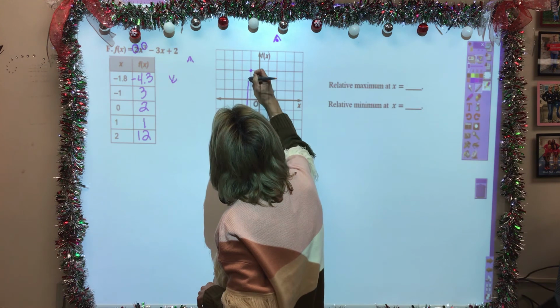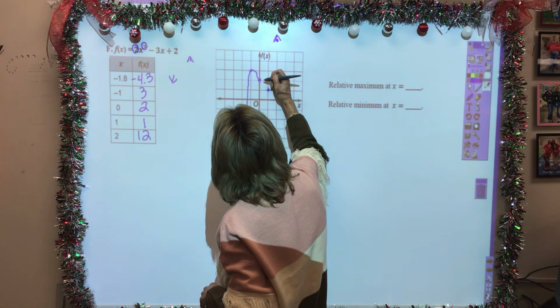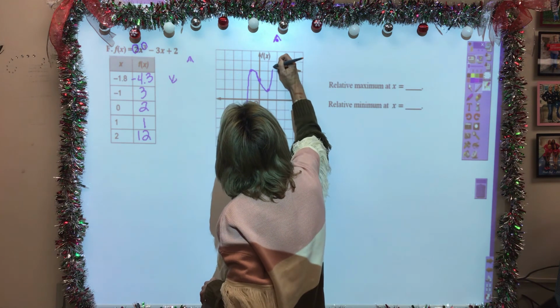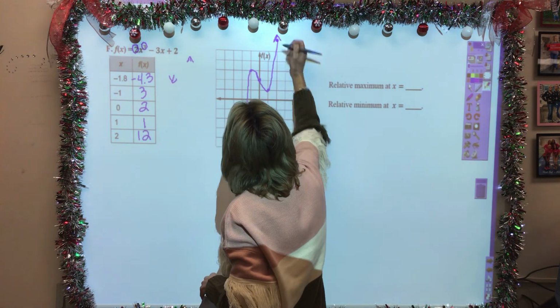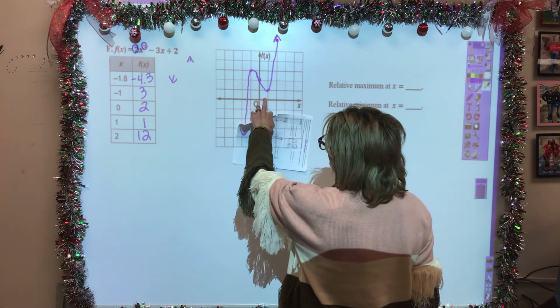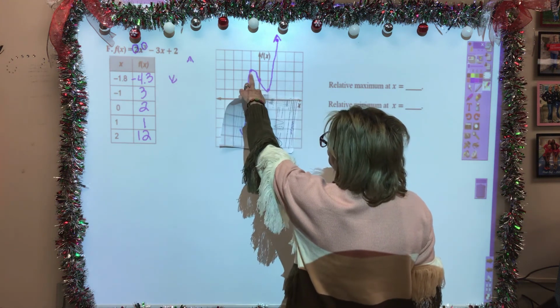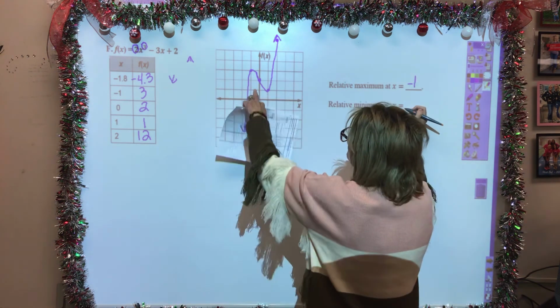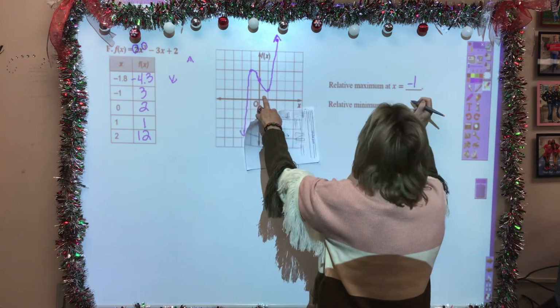So we go up, we come back down, and we shoot back up. So hopefully you can see that the relative maximum is when x is -1, and the relative minimum is when x is 1.